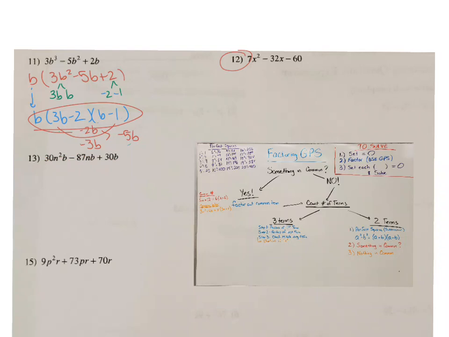So they have a letter that's in common. Here's the letter. They all have a number that can be divided by all 3 of them. So I'm going to put 3 outside the parentheses because all 3 of those can be divided by 3. Some of you probably wouldn't see that. You'd have to guess and check and see that 87 is divisible by 3. And then they all have a letter. So I'm left with, on the inside, 10n squared minus 29n plus 10.